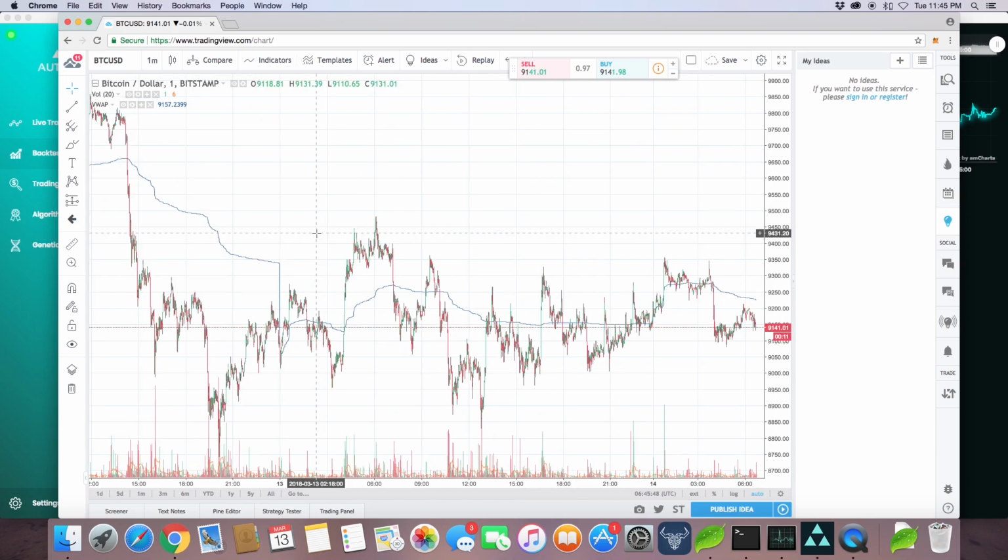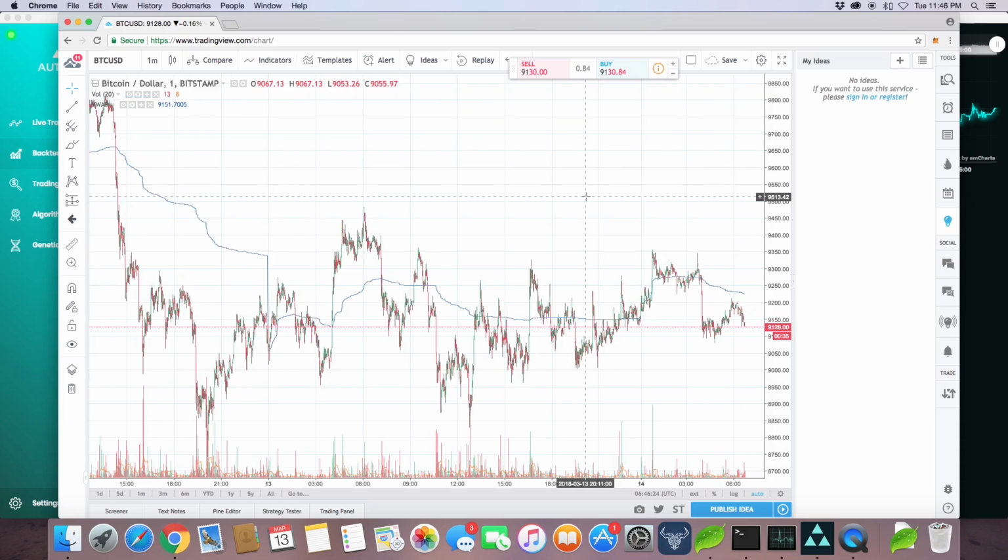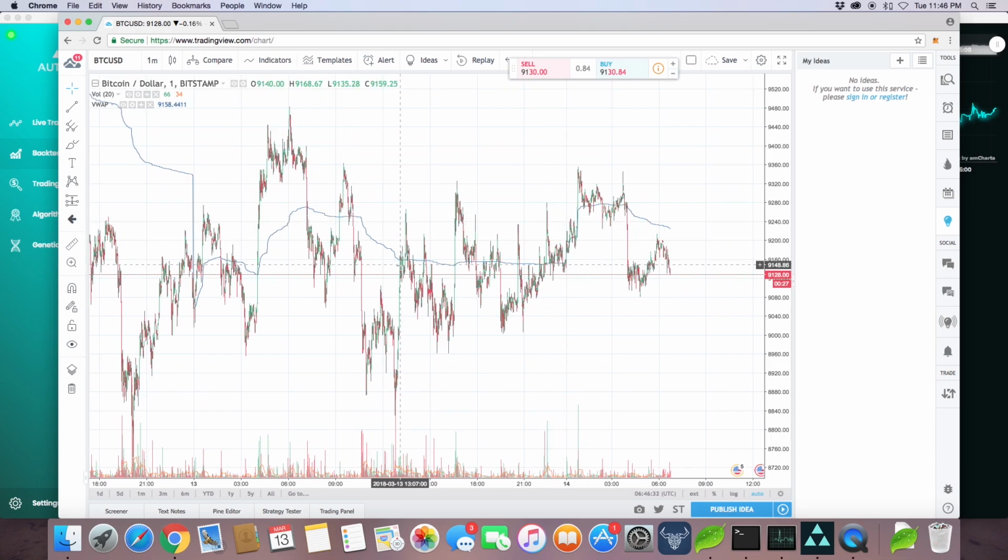Now, the VWAP is great because it incorporates volume. So it's not just a moving average that factors in price, but it actually gives more weight to areas where we have more traders. The VWAP can also be used to identify trends. When you see the VWAP sloping downward, that indicates a downward trend forming. When you see the VWAP horizontal, we can assume that the market is going to move sideways. And when you see the VWAP start to move upward, we can expect the market to move up as well.